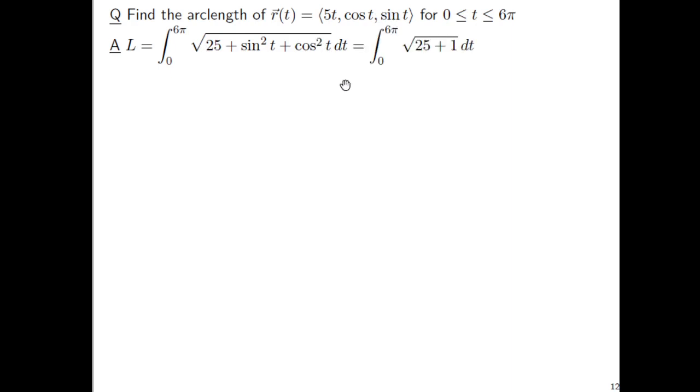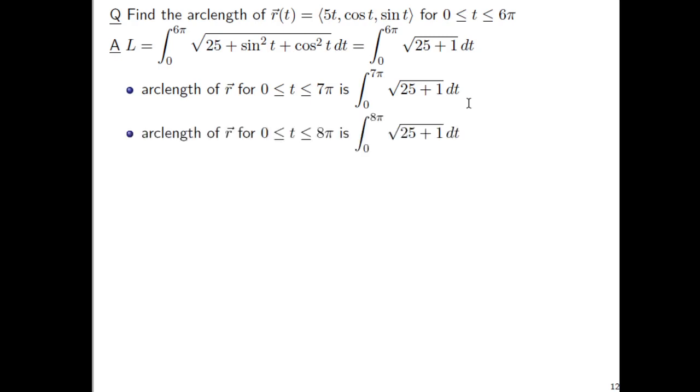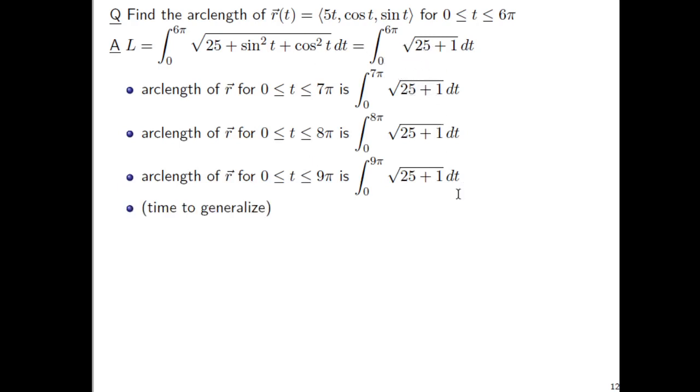This simplifies nicely to root 26, I suppose. That's not the point. Again, some other vector functions will have trickier things, and the point right now is not to simplify so much as to say, by copying a lot of the work, here should be the arc length from 0 to 7 pi, the arc length from 0 to 8 pi, and the arc length from 0 to 9 pi. Again, in some more complicated problem we'll have t's still left inside the integral, but the point is it's time to generalize this.